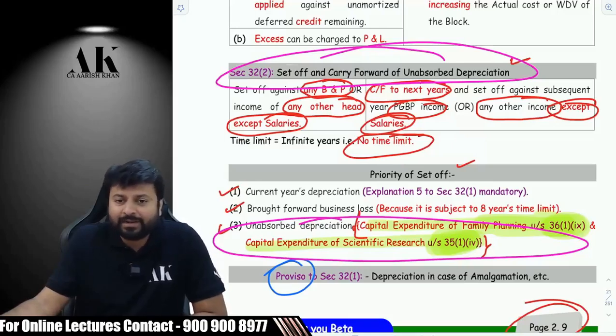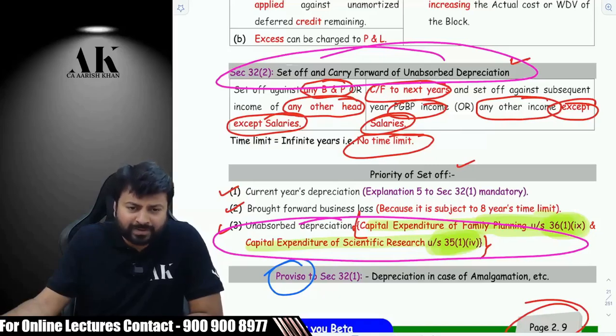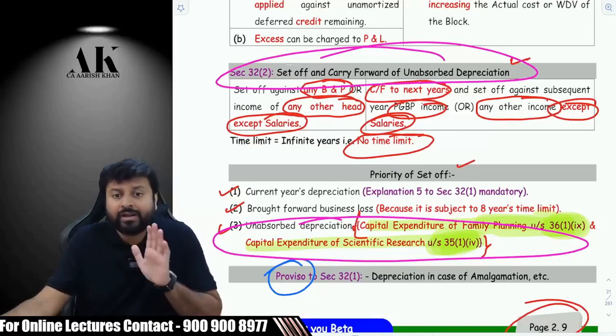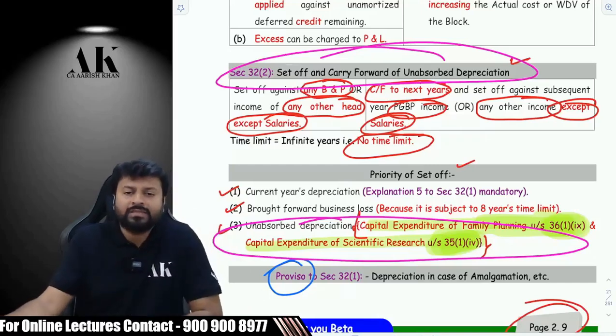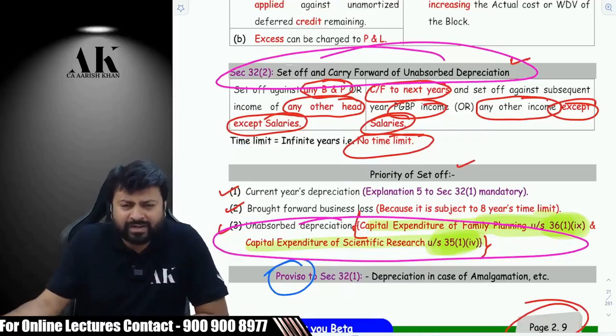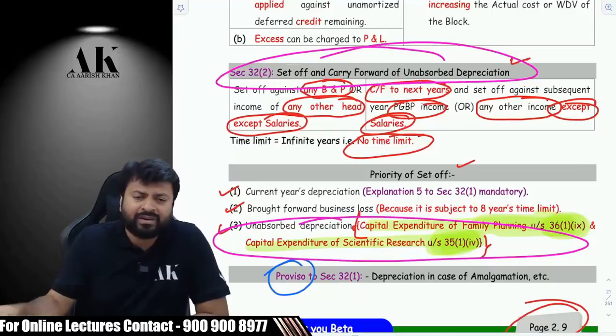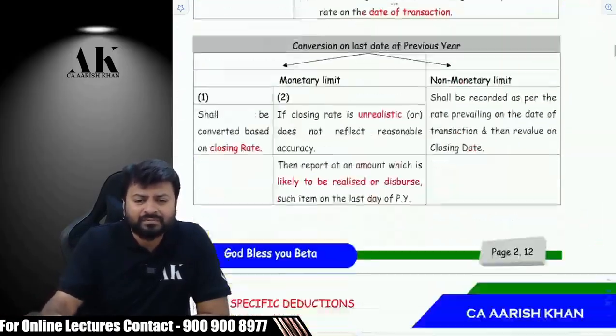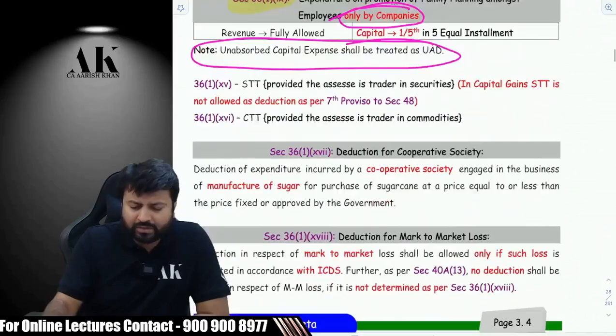The unabsorbed capital. So the government is encouraging you, yes or no, to incur such expenses which can create what? Which can control the population, right? Which can help in controlling population. So the government is saying, don't worry if you are incurring losses because of capital expenditure of family planning. We will treat it as good as UAD. You can set off against any income up to infinity except salary. Is it clear to everyone? Yes, sir.